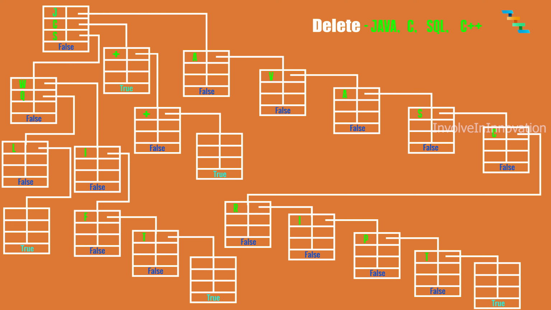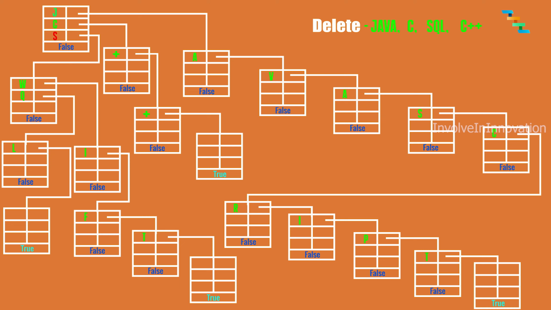We will also try another example, deleting C. First start with the root node C, and get the node map associated with the C. Check whether this node has the is end of word boolean set to true. Here it is set to true. Now change this to false. Now we have removed the C from this trie data structure. Now we will see how to delete SQL. To delete SQL, start with the root node.